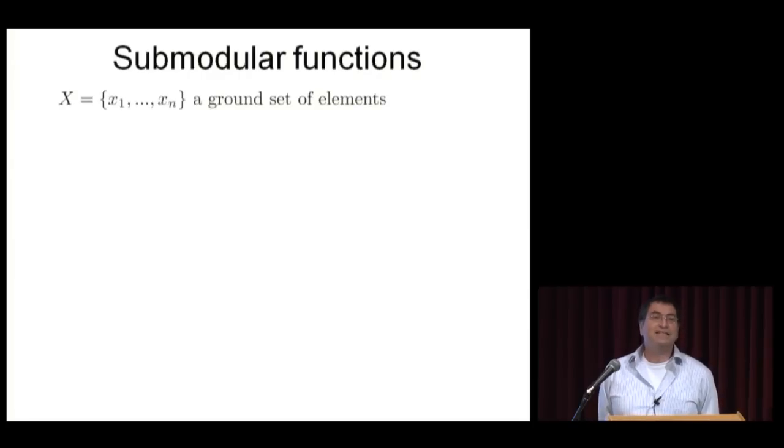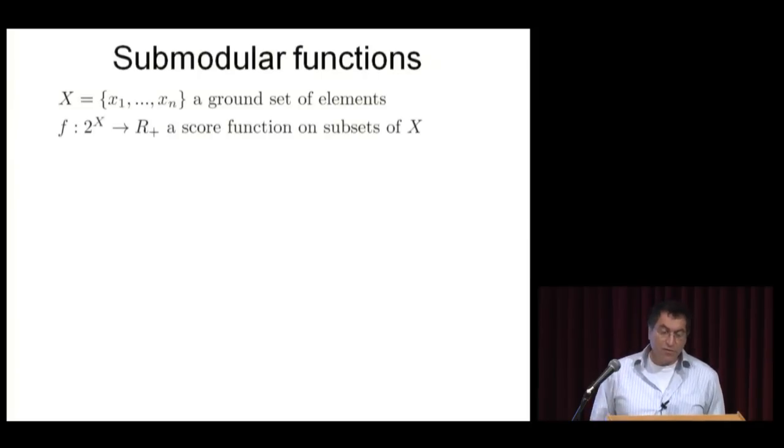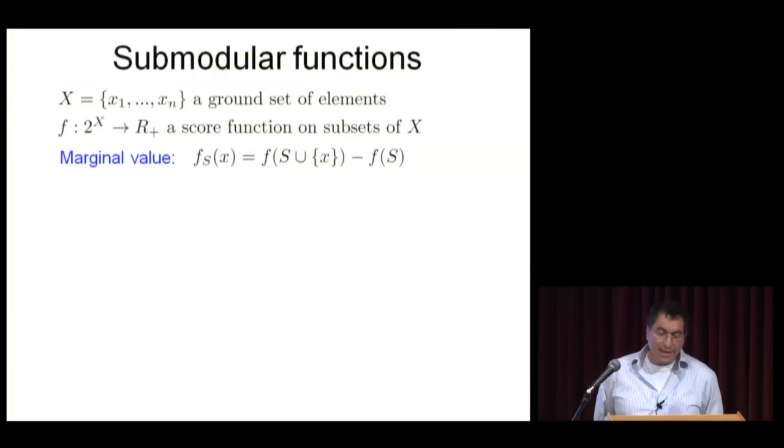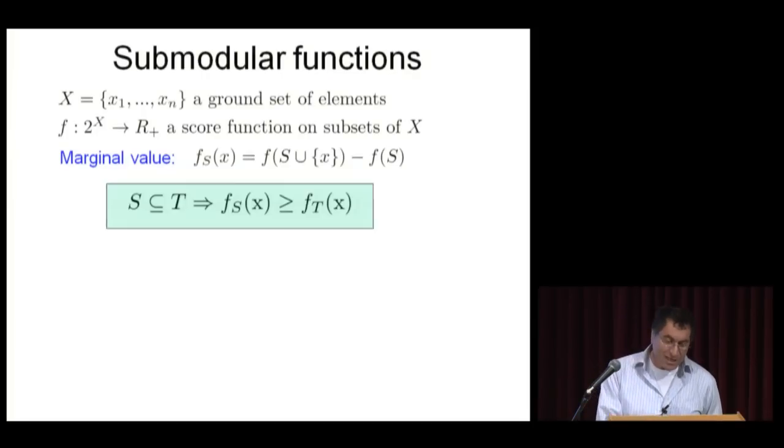Submodular functions are defined on subsets. So you have a set of elements, and for every subset you have a value, so it has 2 to the n possible values. And you define the marginal value. Given a set, you want to compute the marginal value if you add one element to the set. So it's the value with the element minus the value before you add the element. That's the marginal value. And a function is called submodular if, for a smaller set, the marginal value is larger.